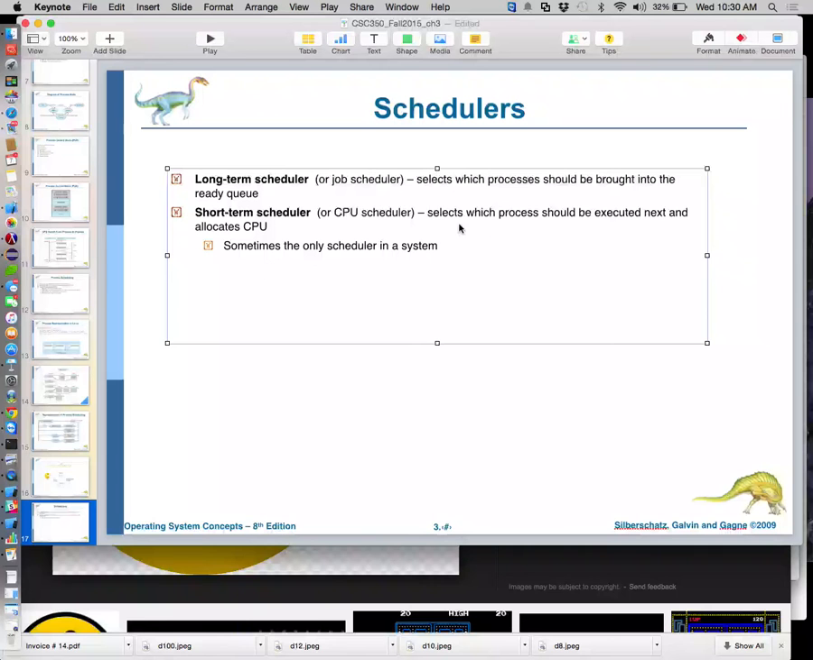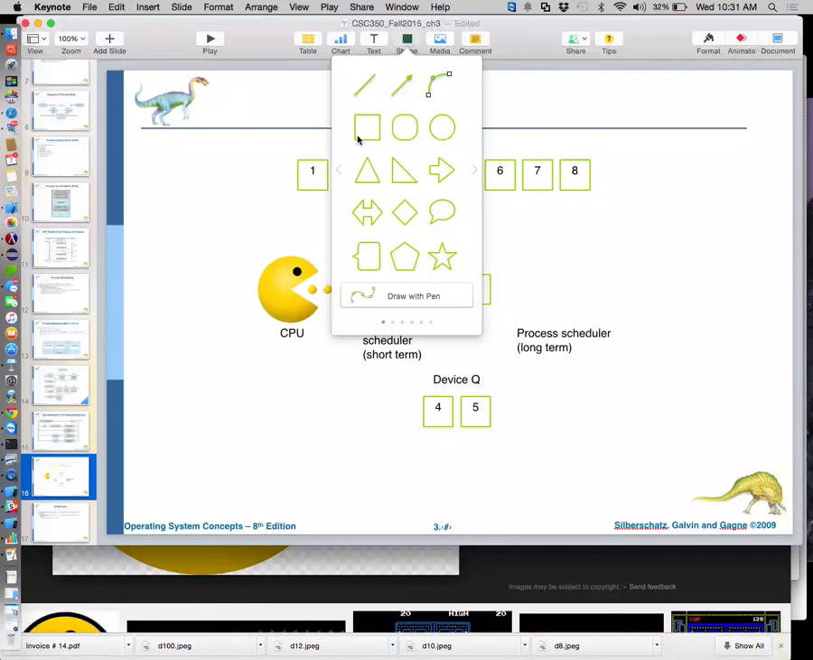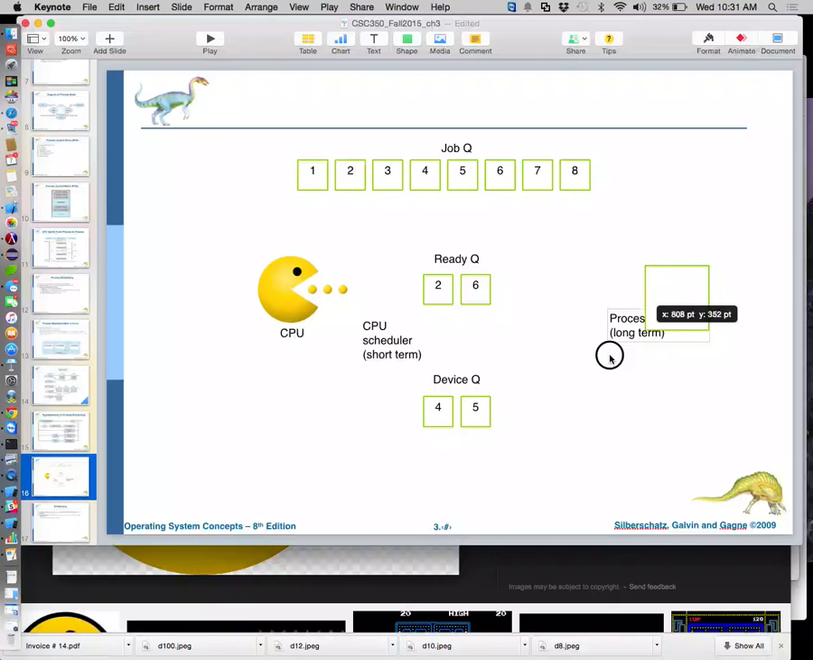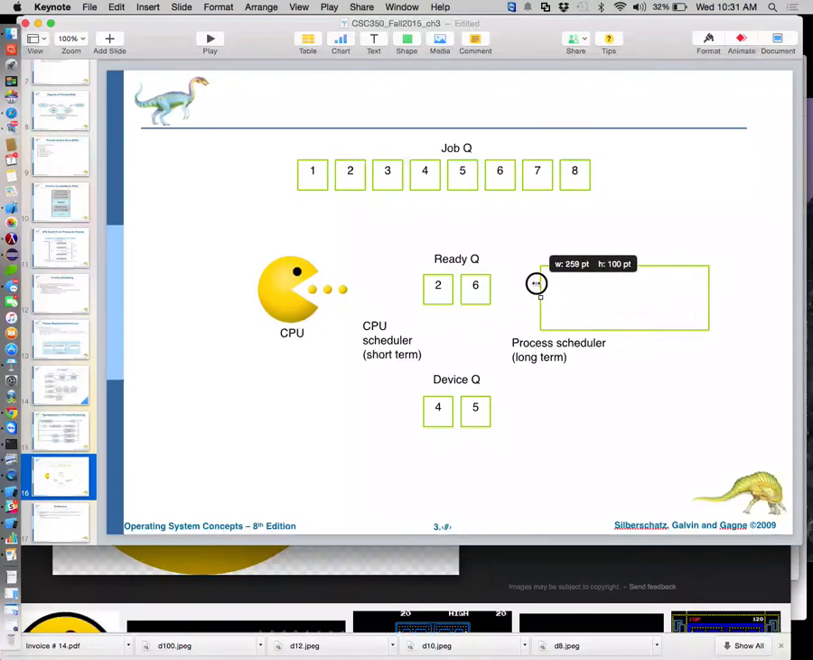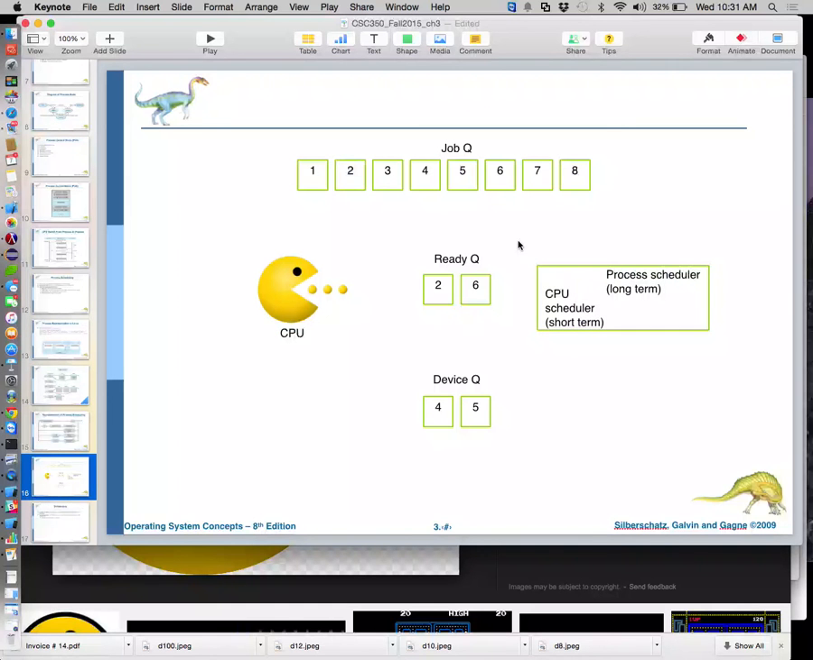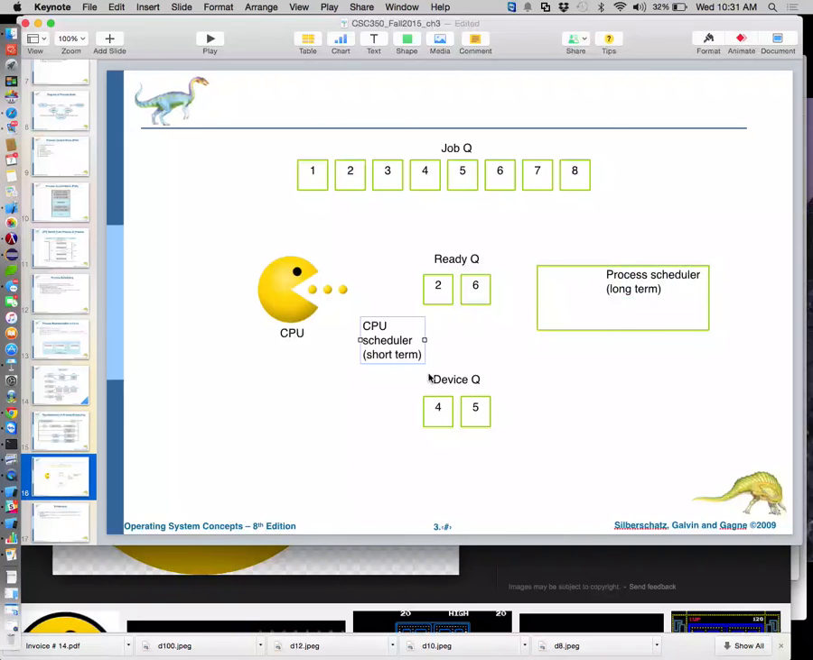So the short-term scheduler selects which process should be executed next, allocates the CPU, and then starts feeding. They mention here that sometimes there's only one scheduler in the system. I think I said that a few minutes ago, but what does that even mean? Basically, you might have this monster over here called the scheduler, and this scheduler is an object that has two threads in it. Each one of those does the two different scheduling jobs. So this would be an operating system with one scheduler that happens to do two separate things. It's two schedulers. Make sense? I like this original picture better.